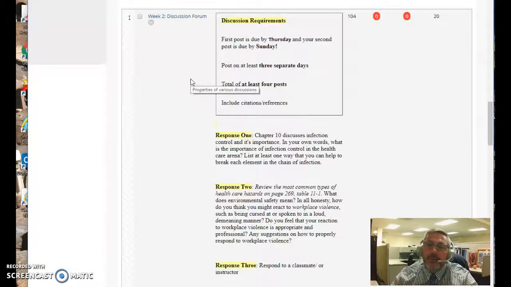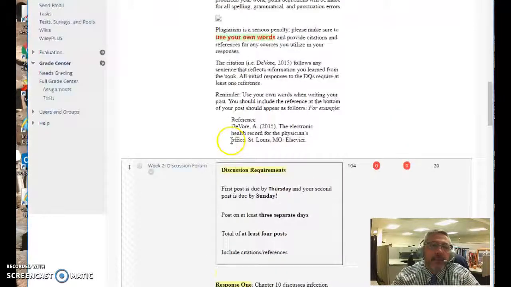You'll lose points for your contribution to discussion, as well as spelling, grammar, and everything else, because everyone else is being graded on 4 posts or more. So I have to be fair about this. So make sure that you're posting the required number of posts.